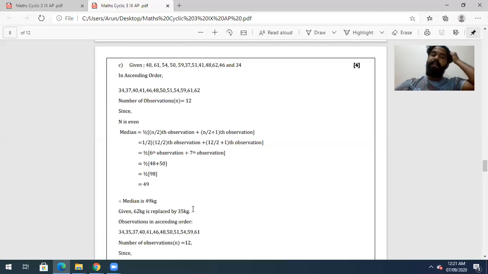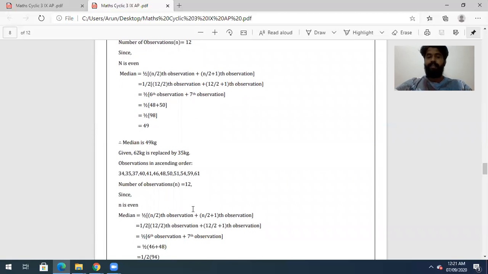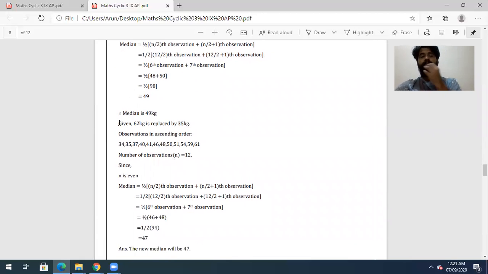Then given, 62 kg is replaced by 35 kg. So the observations in ascending order become 34, 35, 37, 40, 41, 46, 48, 50, 51, 54, 59, and 61. So the number of observations n is equal to 12. Since n is even, the formula remains the same. So half of the 12 by 2th observation plus the 12 by 2 plus 1th observation. It is half of the 6th observation plus the 7th observation.